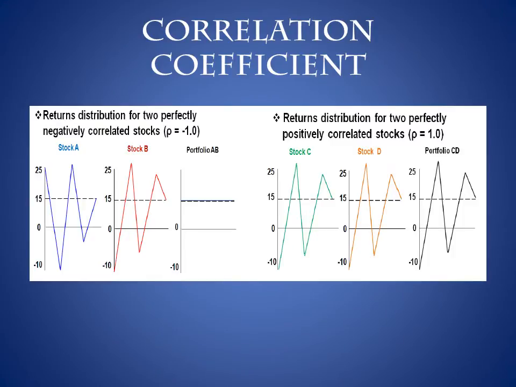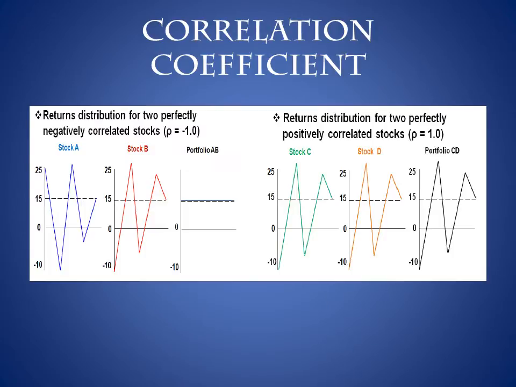When looking for stocks to put together in a portfolio, you have to look for stocks that are perfectly negatively correlated, since putting together those stocks would lower the risk, while perfectly positively correlated stocks will have the same risks even when put together in a portfolio.